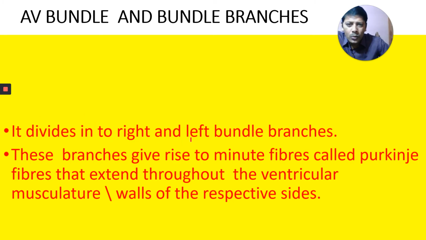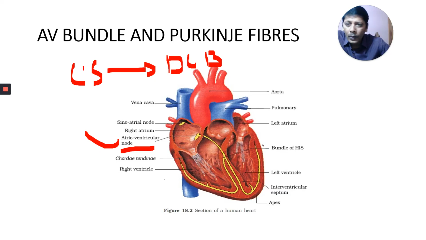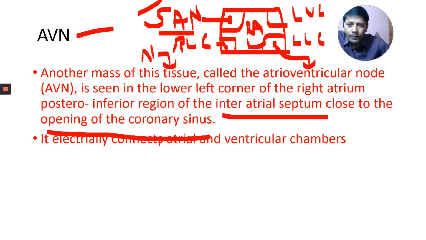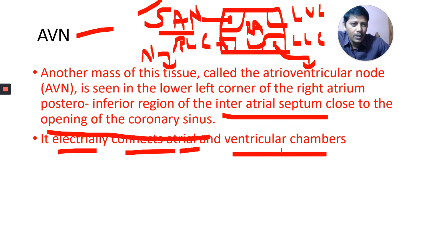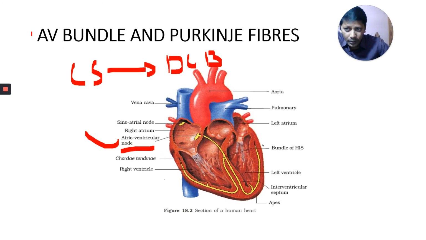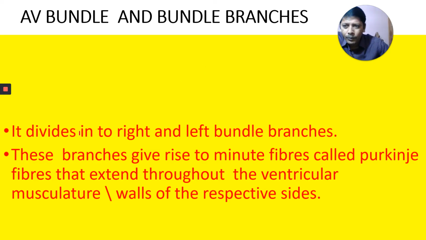Now it divides into right and left. The atrioventricular node electrically connects the atria and ventricular chambers. Next one, the AV bundle and Purkinje fibers. It divides into right and left branches. These branches give rise to many fibers called Purkinje fibers.